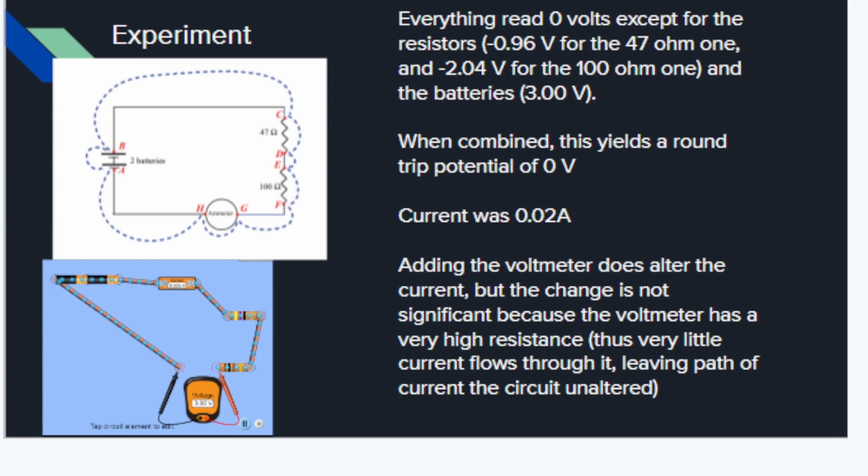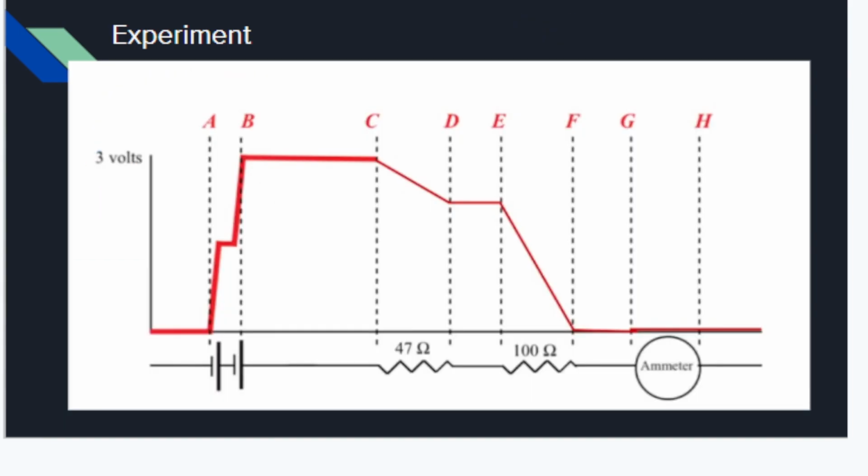Adding the voltmeter does alter the current, but the change is not significant because the voltmeter has a very high resistance, and thus very little current flows through it, which leaves the path of the current flowing through the circuit unaltered. And then here's a photo of the graph that I drew based on what I found. As you can see, the drop in voltage for the 47 ohm resistor is a lot less steep than the 100 ohm resistor, which makes sense because the lower the resistance, the less effect it would have on the voltage.